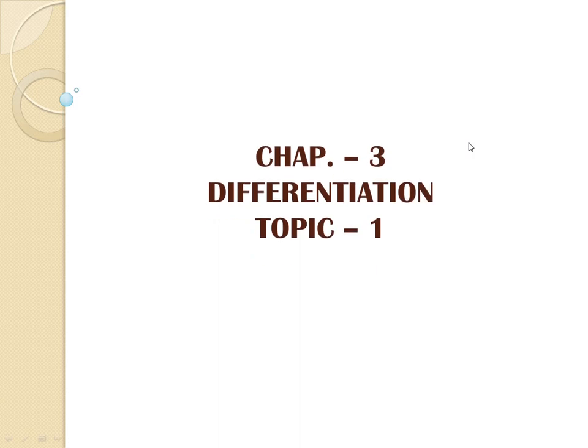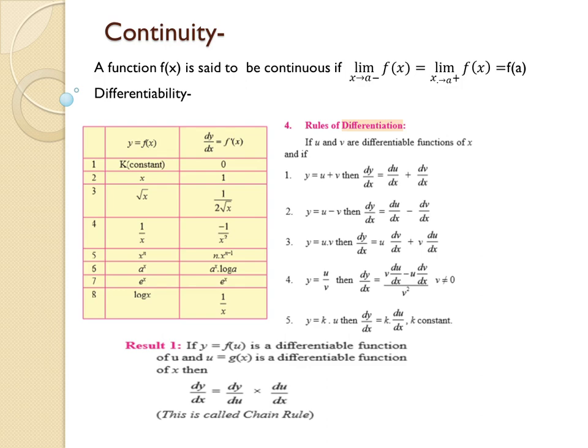Chapter 3, Differentiation. First topic, continuity. A function f of x is said to be continuous if the limit of f of x as x tends to a minus, meaning left hand limit, is equal to the limit of f of x as x tends to a plus, meaning right hand limit, is equal to f of a.